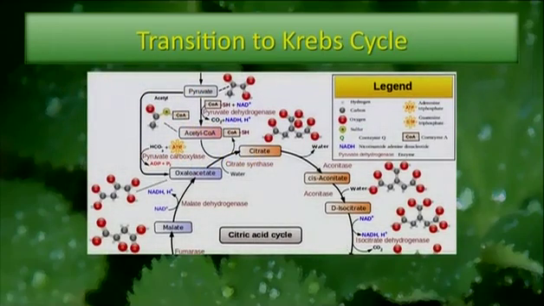So here we have the giving up of carbon dioxide and formation of NADH. Coenzyme A joins the acetyl group, forming acetyl coenzyme A, which then goes into the Krebs cycle.